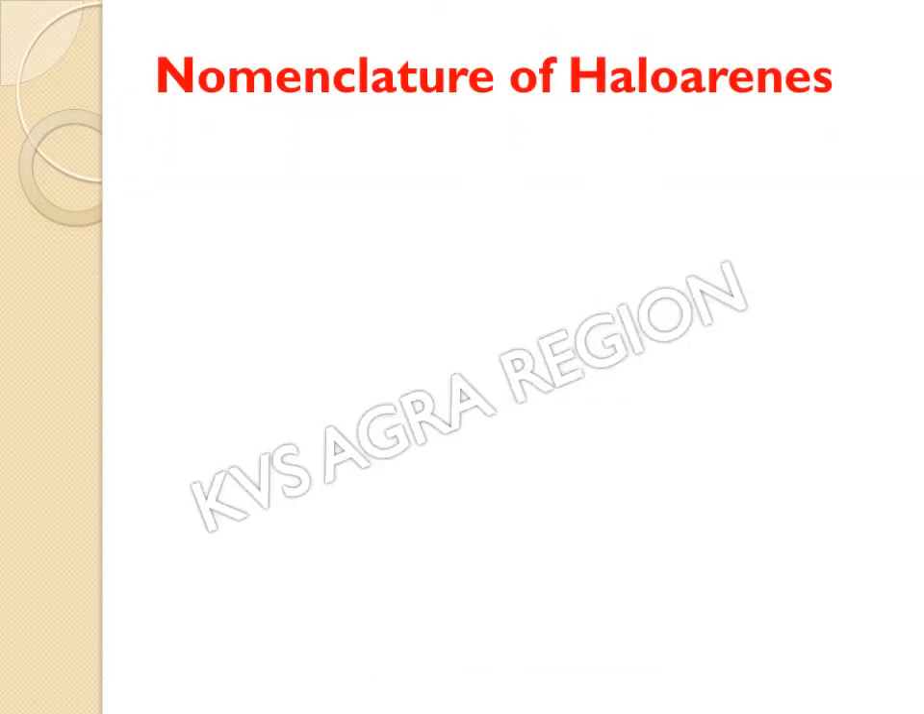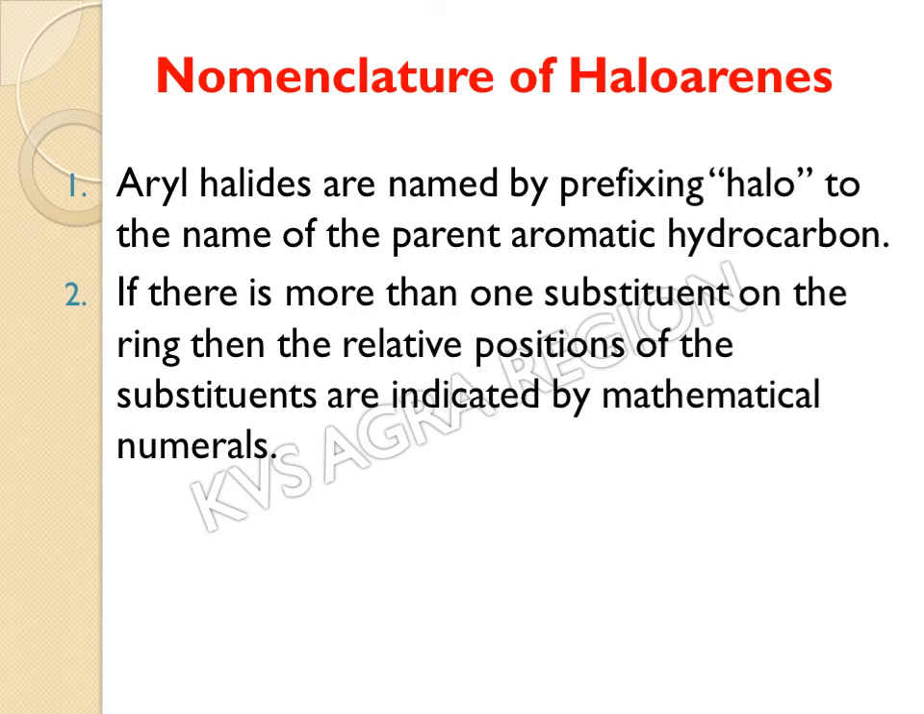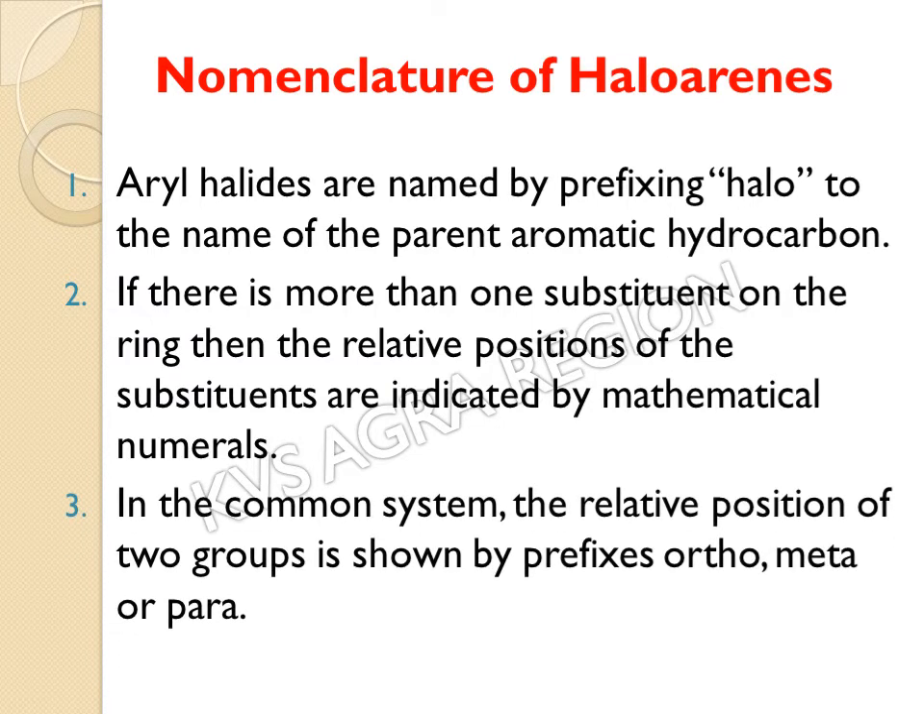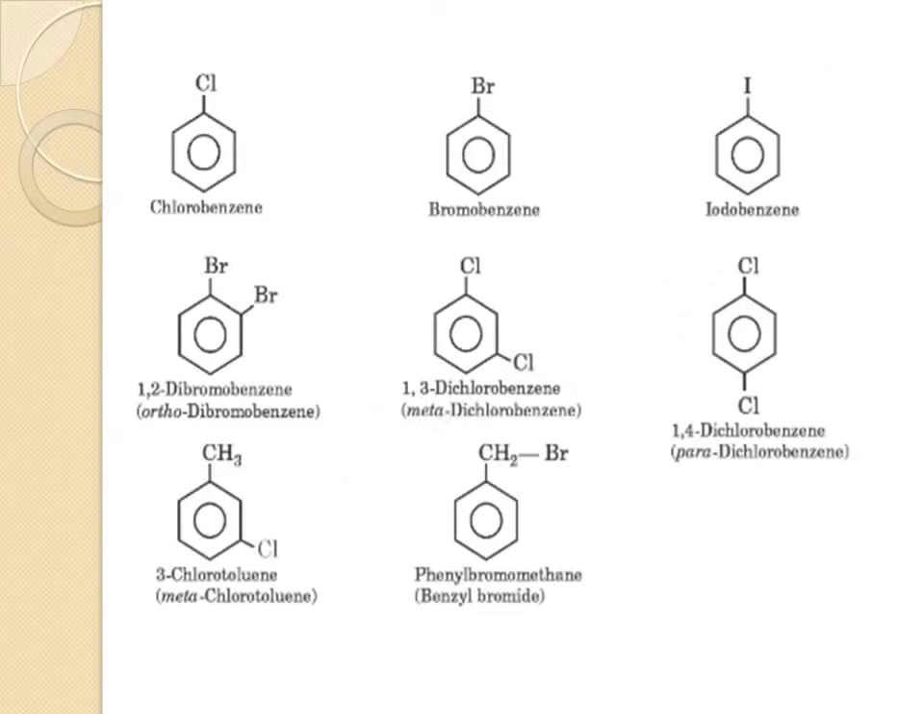Now, nomenclature of haloarenes. Aryl halides are named by prefixing halo to the name of the parent aromatic hydrocarbon. If there is more than one substituent on the ring, then the relative positions of substituents are indicated by numerals. In the common system, the relative position of two groups is shown by the prefixes ortho, meta, and para. Here are a few examples.